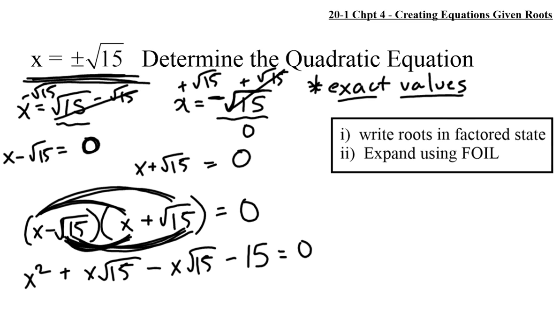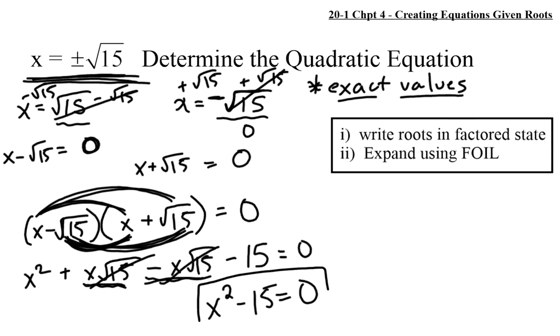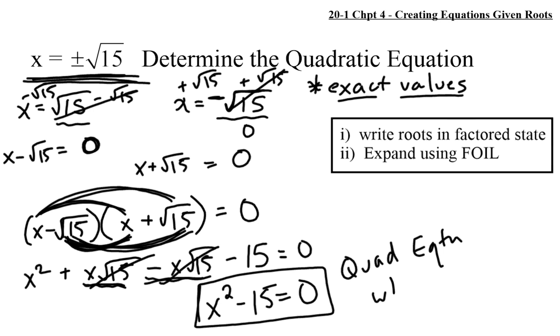So we simplify, well, x root 15 and negative x root 15, the positive and negative of the same thing cancels out. So x squared minus 15 equals 0. There's our quadratic equation with x equal to positive and negative root 15 as roots.